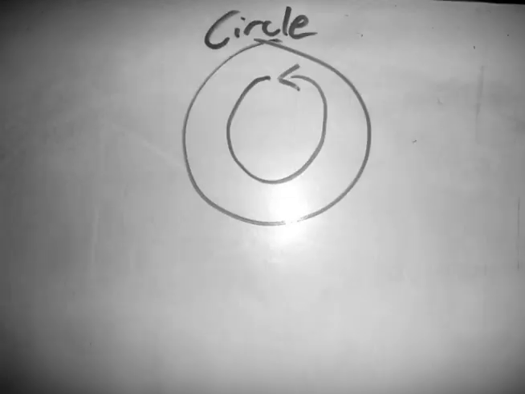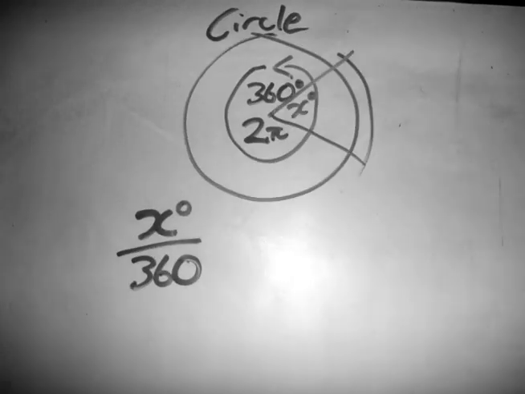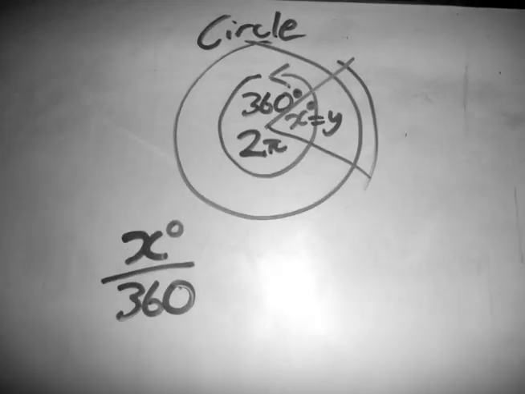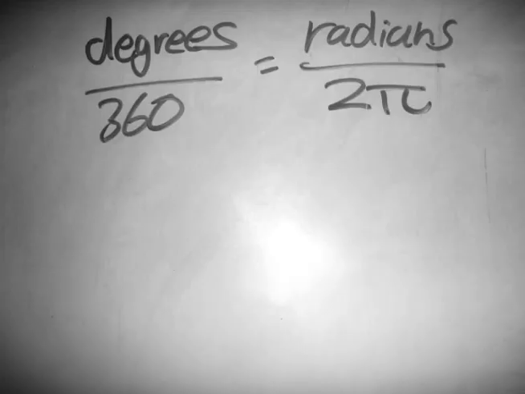To convert from degrees to radians and vice versa goes a little bit like this. First of all, we say that in a circle there's 360 degrees as well as 2 pi radians. If we get, say, x amount of degrees and divide this by 360, and then we have y amount of radians, which is the same size as x degrees, and divide this by 2 pi, we'll get the same answer. So degrees over 360 equals radians over 2 pi.